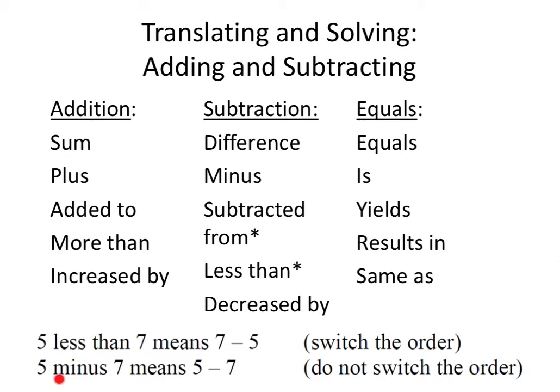Now, more directly, 5 minus 7 would mean 5 minus 7, okay? Or, again, this one down here would be, if we kind of related it to this one, 7 subtracted from 5. So when you see these two types of statements, subtracted from or less than, it kind of reverses the order here. And for the most part in the past, money seems to be a good example of this.